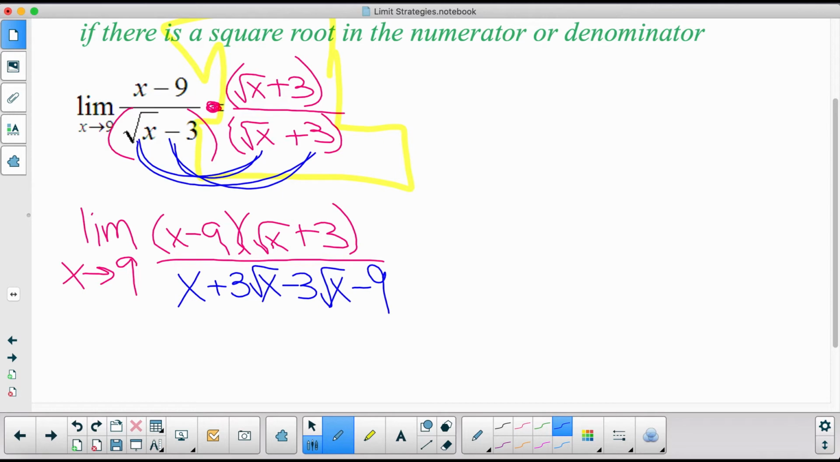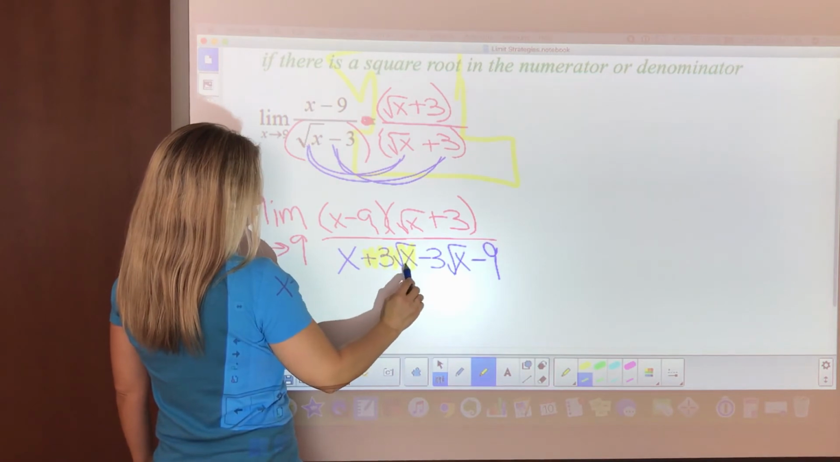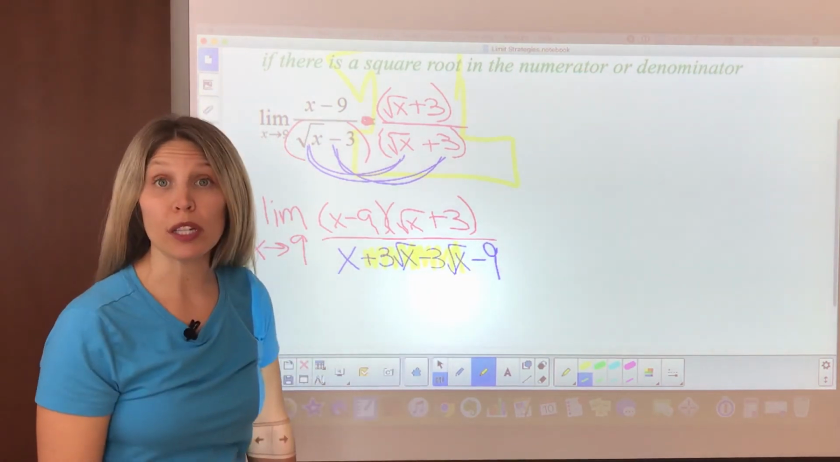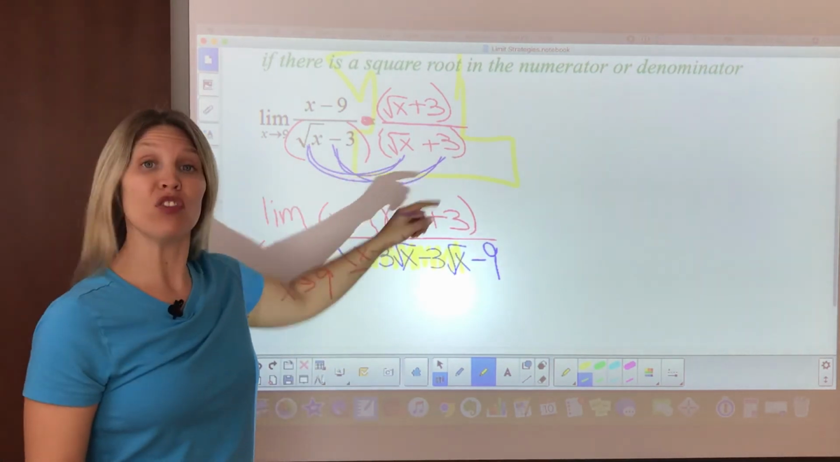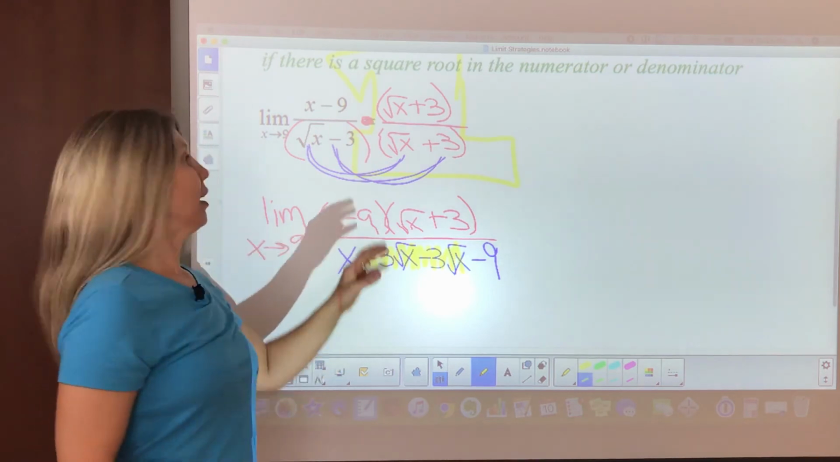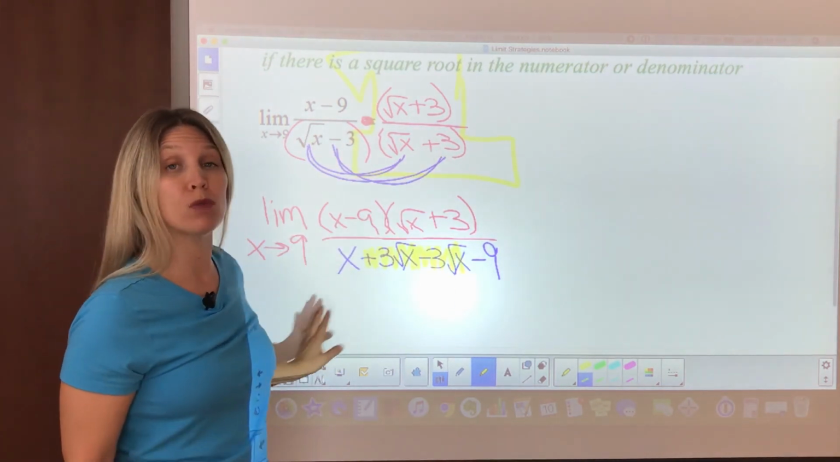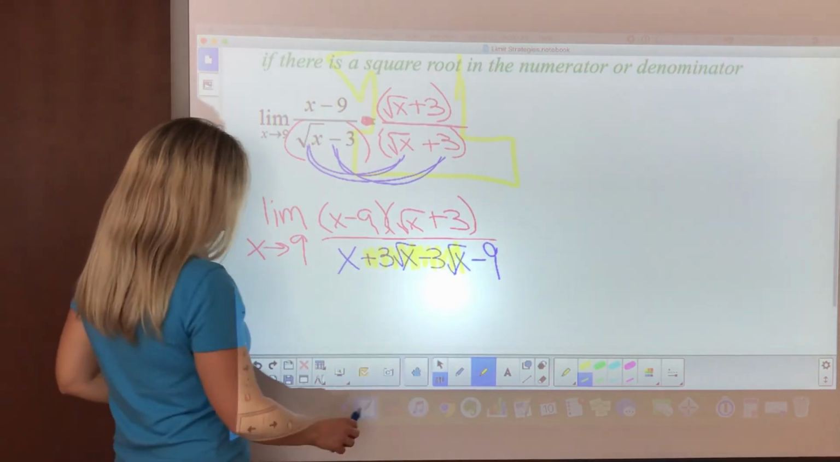So hopefully what you are seeing in the center here is that this positive 3 square root of x minus 3 square root of x totally drops out. And that's the whole reason I picked this factor, and this one was negative, so I made this one positive, so when we multiply it out, those middle pieces drop right out. So now let's rewrite what we're left with.